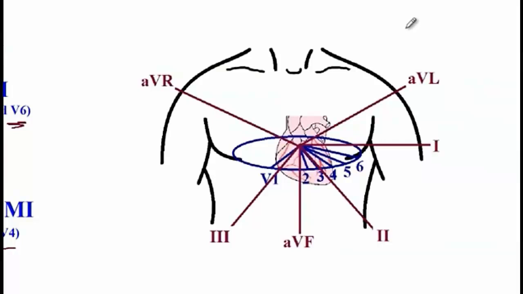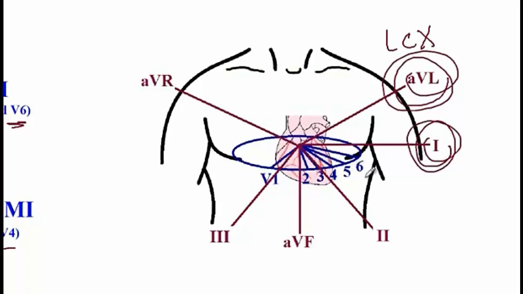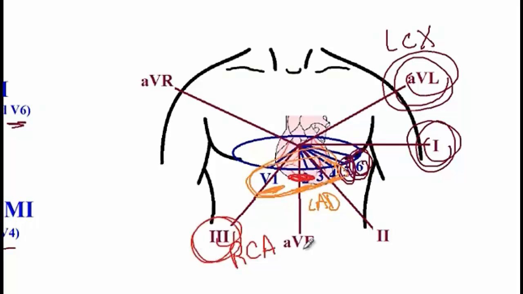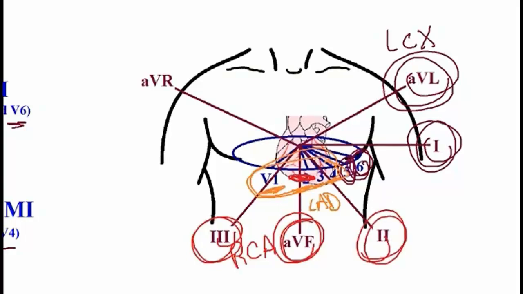As I mentioned, patients that have a problem in the circulation of the left circumflex artery will have a lateral myocardial infarction, which presents in the AVL, lead 1, as well as leads V5 and V6. Patients that have a problem with the left anterior descending artery will have an anterior MI, which presents in leads V1 to V4. V1, V2, V3, and V4. And finally, patients that have a problem with the right coronary artery will have an inferior myocardial infarction, which presents in leads 3, AVF, and lead 2.